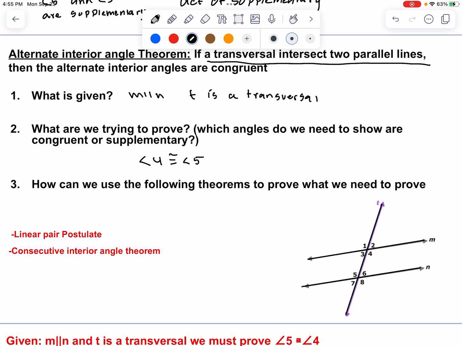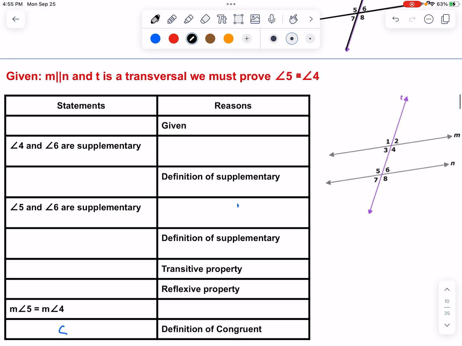That's what we're trying to prove. If we prove that, then we can show that all the alternate interior angles are congruent. All right, so now let's do it. So let's start with the given. The given is M is parallel to N, and T is a transversal. You're just going to fill in the missing statements and reasons.